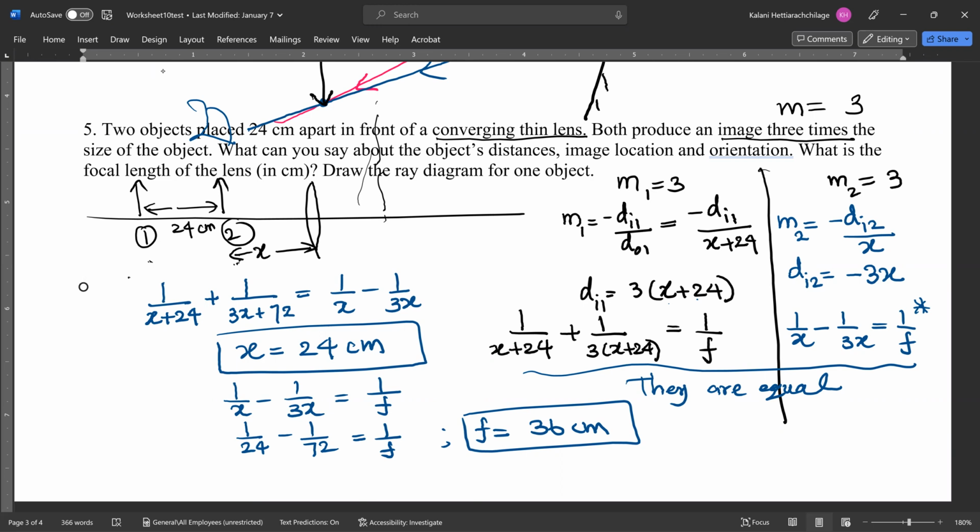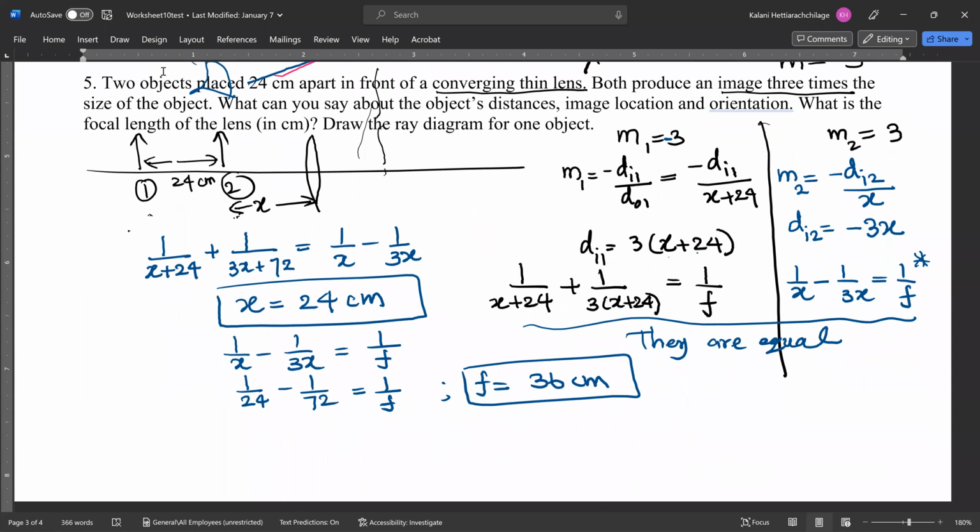And orientation. Orientation is the magnification. So that means my first location of the object will create a negative magnification, because it will create the inverted image, and M2 magnification will create an upright image. Because of that, it is a positive number.